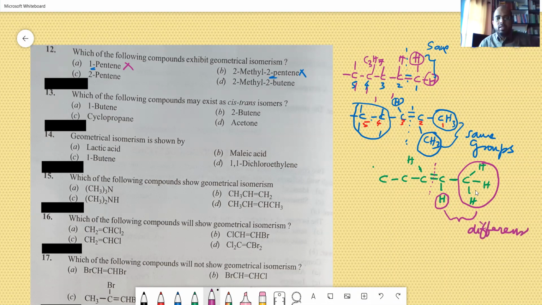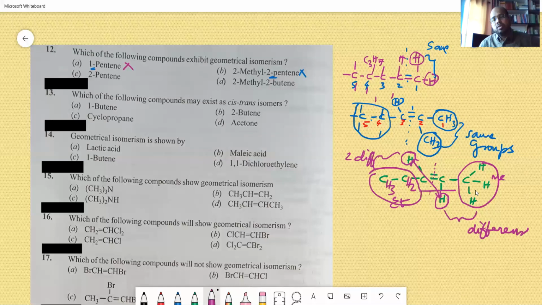Groups are different. And here is also the same case. Here you have H and here you have C2H5, CH3. So 2 different groups are there on both sides. Here it is C2H5 ethyl group, and here it is methyl group, and on opposite sides you have hydrogen atoms. So the high priority groups are on opposite sides. So this is trans. Therefore, this compound exhibits geometrical isomerism.